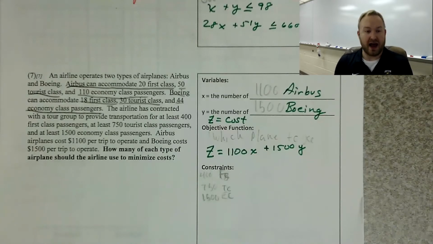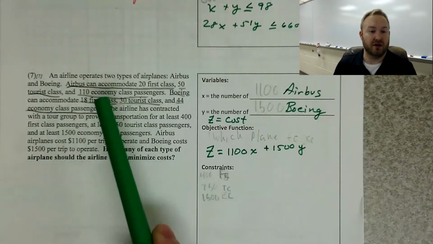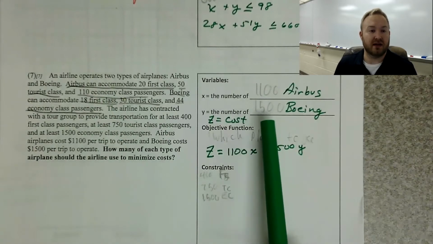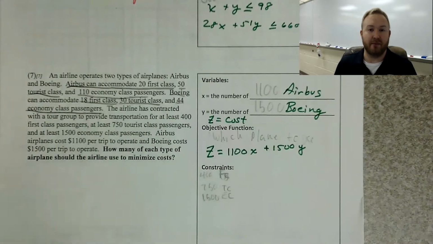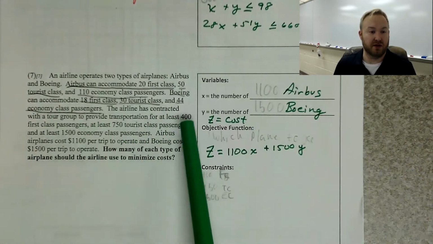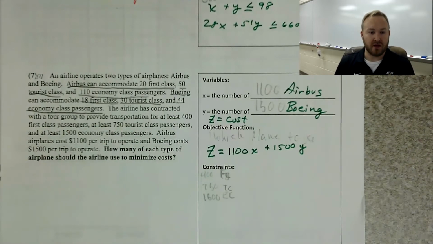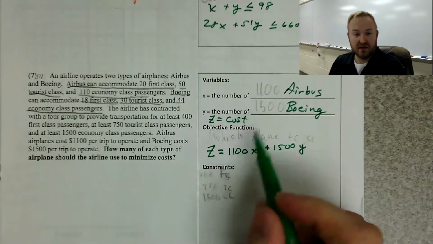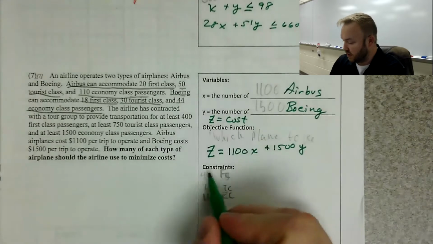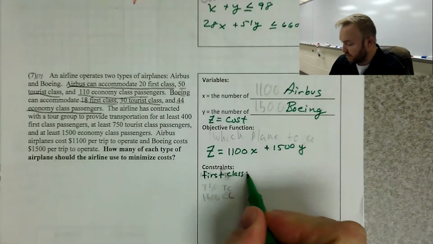The constraints are going to have to do with that first class, tourist class, and economy class. And it's told us how many of each of those that Airbus and Boeing can accommodate. It's also told us how many we have to be able to do at least: 400 first class and 750 tourist class and so on. Okay, so let's just look at first class. I'm going to write over your work here, since this was your original test.